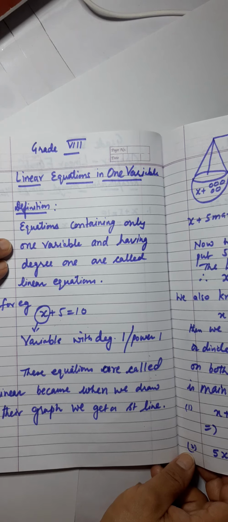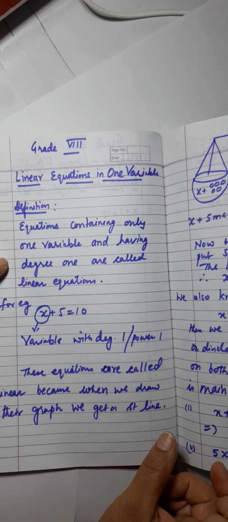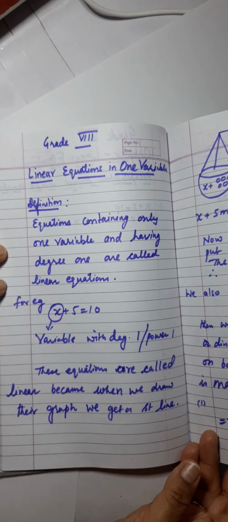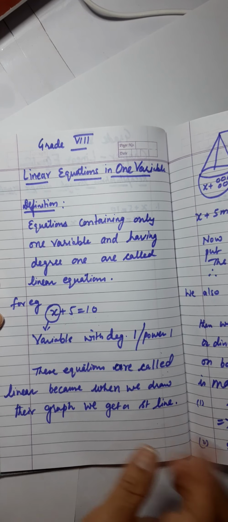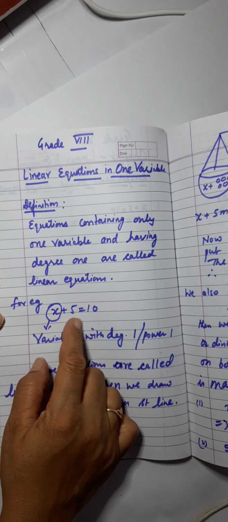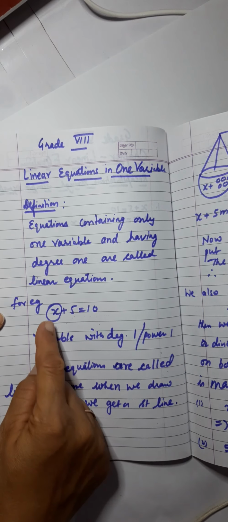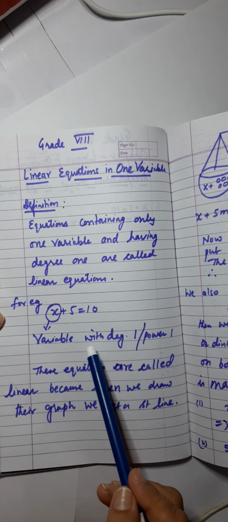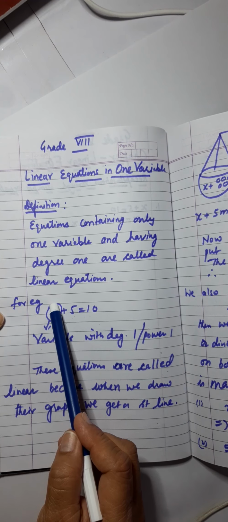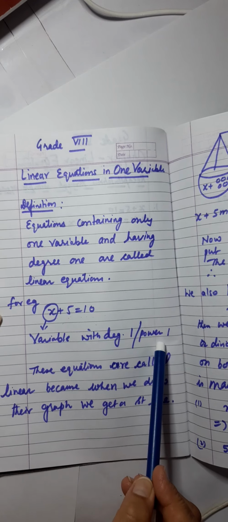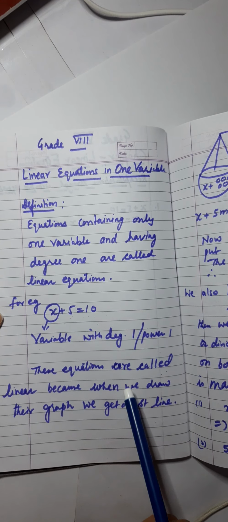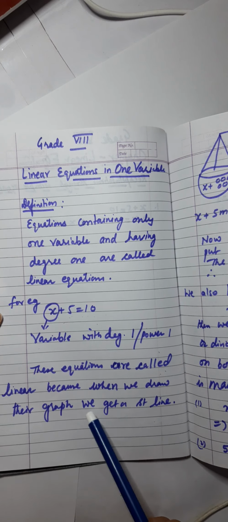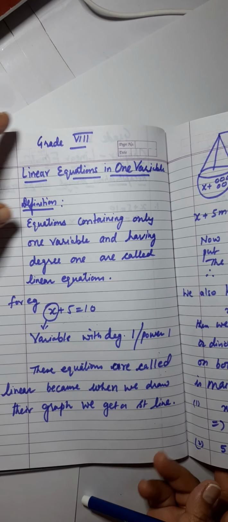Definition: a linear equation is an equation which contains only one variable and has degree 1. For example, x + 5 = 10. Here x is a variable with degree 1, that is, the power is 1. Moreover, these equations are called linear because when we draw their graphs we get straight lines.